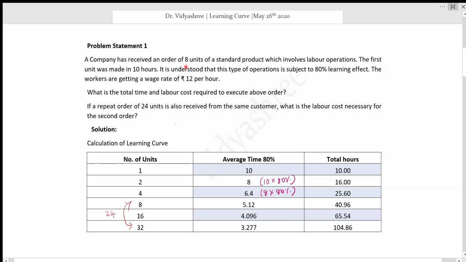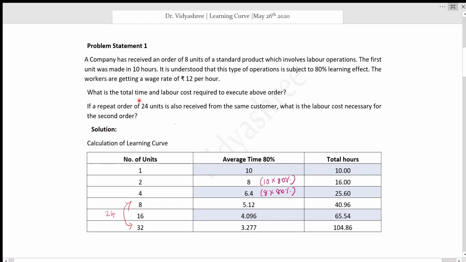Well, in this problem, an order is received by the company of 8 units. The learning curve rate is given, that is 80%. To manufacture the first product, the time taken is 10 hours and the labor cost is given, that is Rs 12 per hour. We have to calculate the total time and labor cost required to execute the above order. And also we need to calculate, if a repeat order of 24 units is received from the same customer, what is the labor cost necessary for the second order.